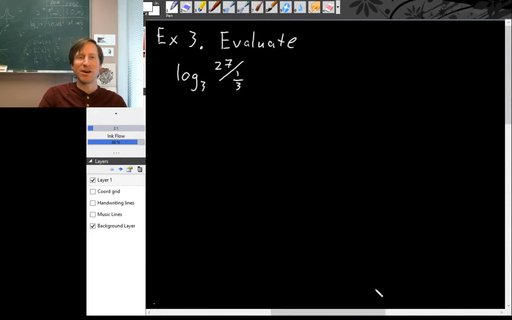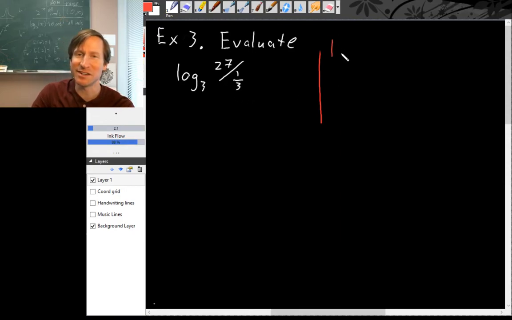Let's evaluate log base 3 of 27 divided by 1/3. So again, if we worked hard enough, we could evaluate this directly. We'd have to simplify this complicated fraction here. But since this is log of a quotient, you might have the idea that maybe there is a property of logarithms involving a quotient inside. And sure enough, there is.